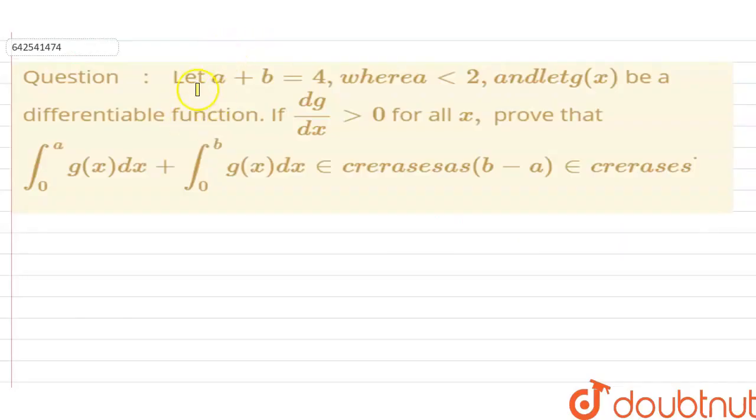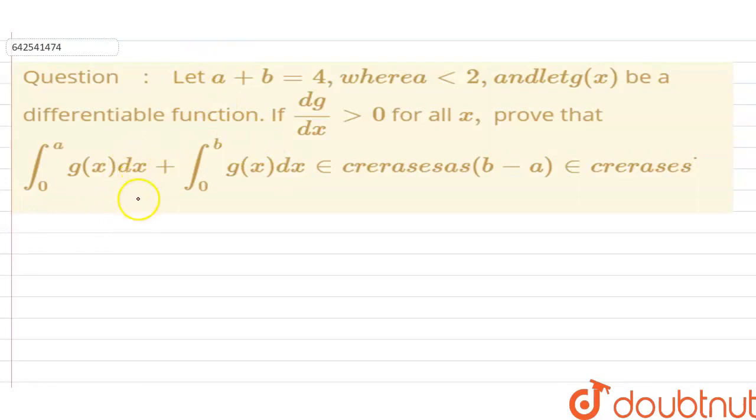Okay students, let's start solving this question. In this question it is given that let a plus b is equal to 4 whereas a is less than 2, and let g(x) be a differentiable function if dg/dx is greater than 0 for all x. We have to prove that this function is an increasing function and b minus a is also an increasing function. So guys, let's start solving this thing.